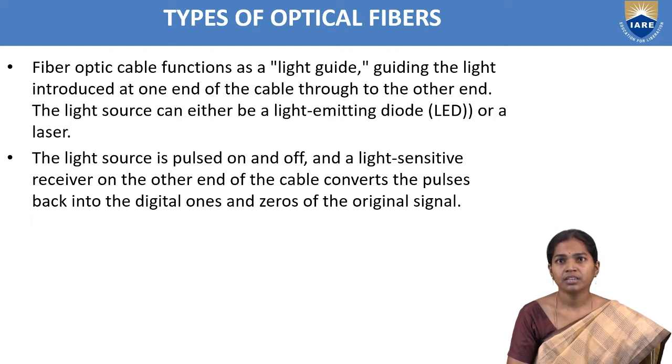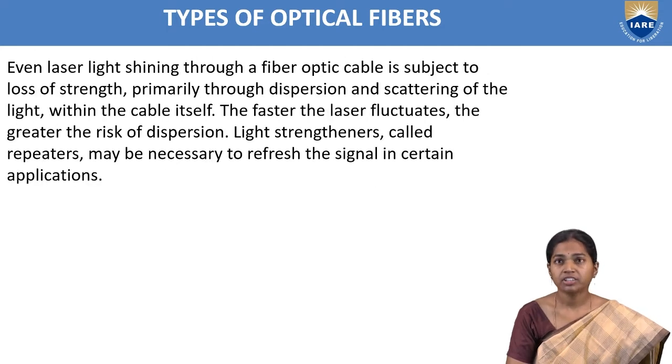The light source is pulsed on and off, and a light sensitive receiver at the other end of the cable converts the pulses into the digital ones and zeros of the original signal. Even laser light shining through a fiber optic cable is subject to loss of strength, primarily through dispersion and scattering of the light within the cable itself.